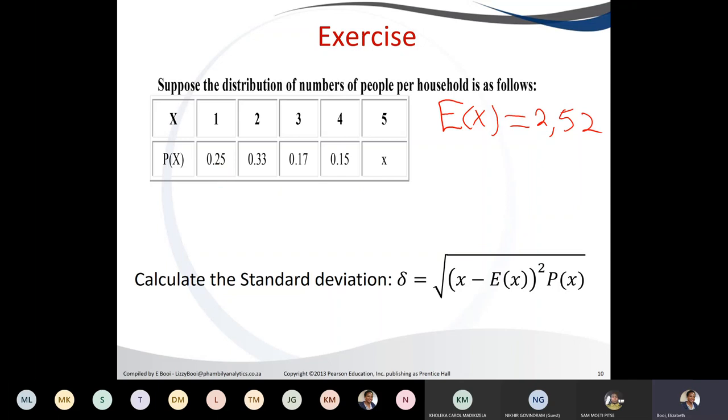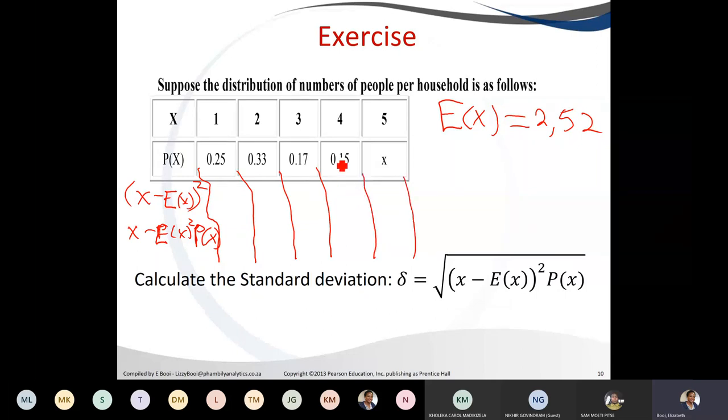You can first calculate the first part, which is x minus the expected value squared, and get it for every answer. Then when you are done, you multiply x minus the expected value squared by P(x), and you can do this for all of them. Remember, here it was 0.1. Then add them all up and take the square root of the answer. I'm going to give you 10 minutes for this one. I will also do it on my side so that we can confirm all the answers are correct.